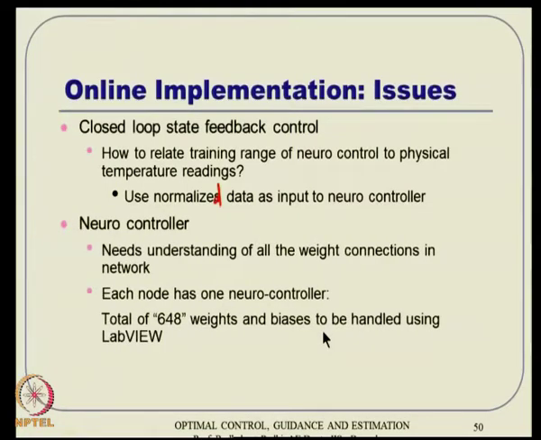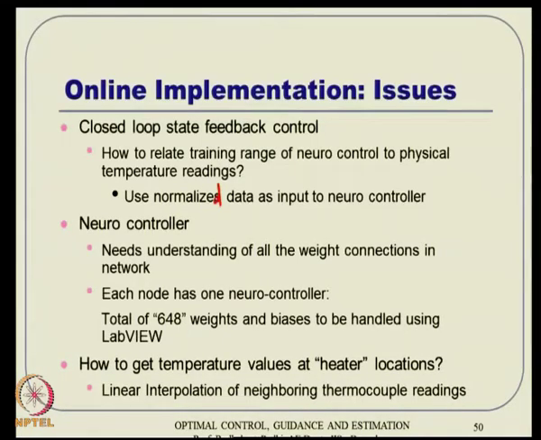The neurocontrol needs understanding of all weight connections in the network, and each node has one controller. So, total something like 648 weights, and biases has to be handled using LabVIEW, and at that time it was manual coding in LabVIEW. So, you manually code these numbers, 648 numbers, and each of the numbers will have a large number of digits after the point also. So, faithfully you have to code it manually at that point of time. Now, it may not be done that way because there are some automatic procedures available and things like that.